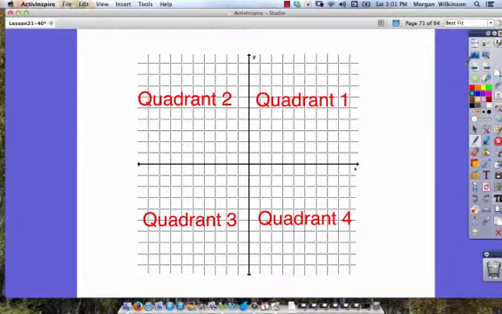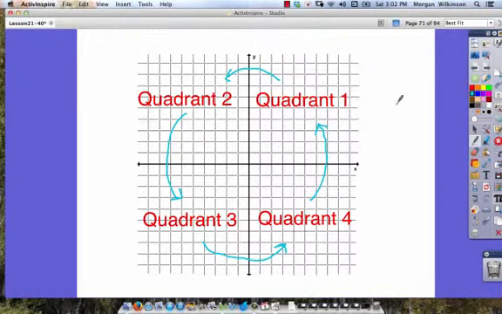Now, when we look at our coordinate plane, we have different quadrants. We have quadrant 1, which goes to quadrant 2, which then goes to quadrant 3, which then goes to quadrant 4, and back to quadrant 1. So you can see when we're naming our quadrants, and you do need to know the different names of the quadrants, we're moving in a counterclockwise direction.